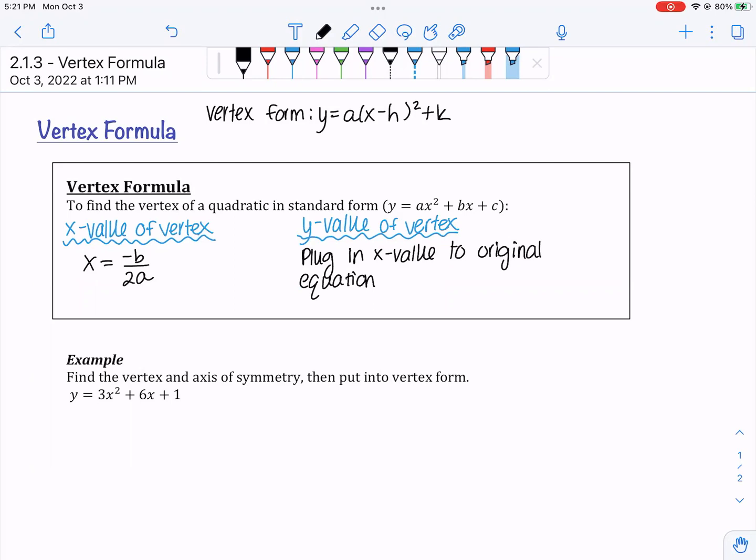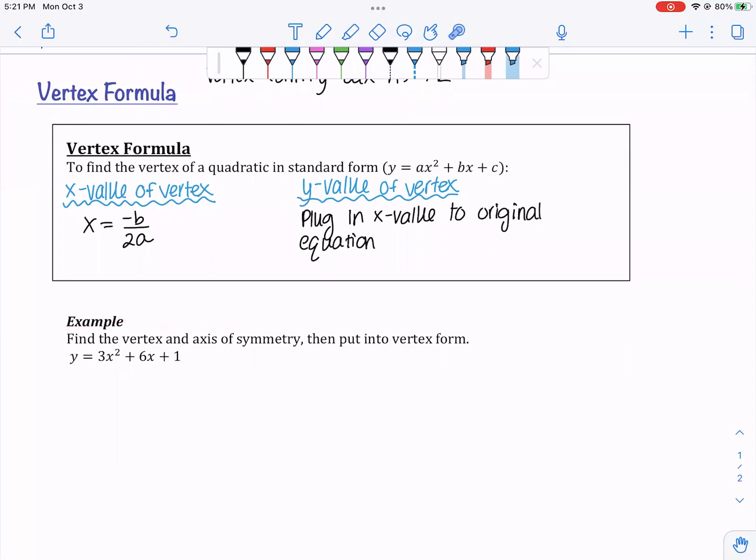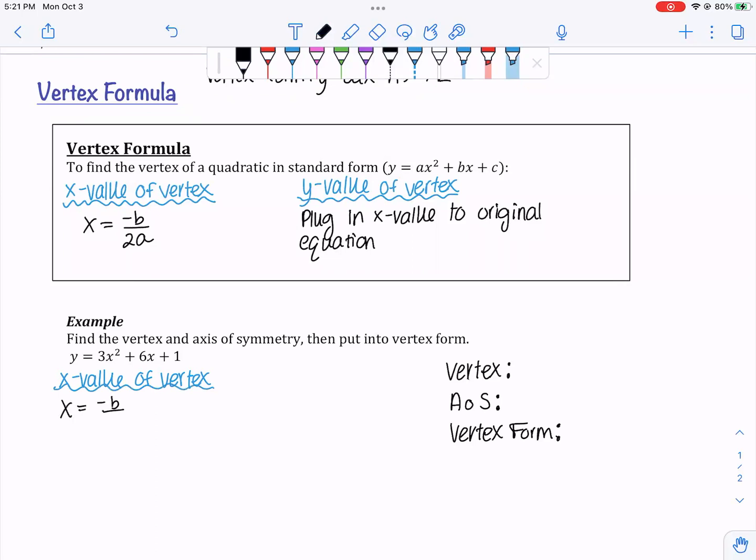So let's try it. This problem says to find the vertex, the axis of symmetry, and to put into vertex form. So we're looking for the vertex, the axis of symmetry, and vertex form. We're going to start by finding the x value of the vertex. So that's going to be -b divided by 2a.